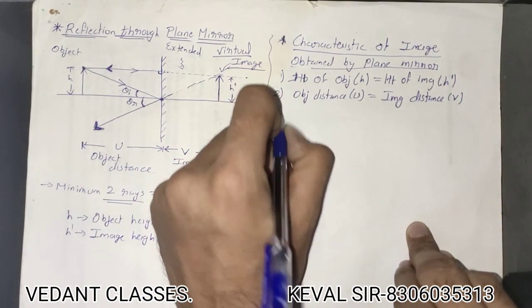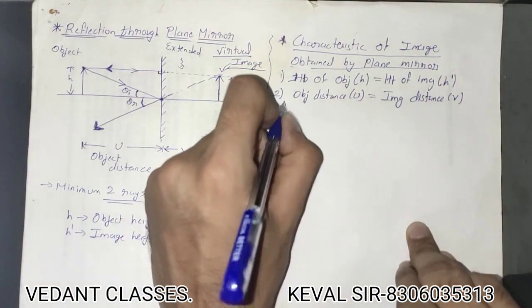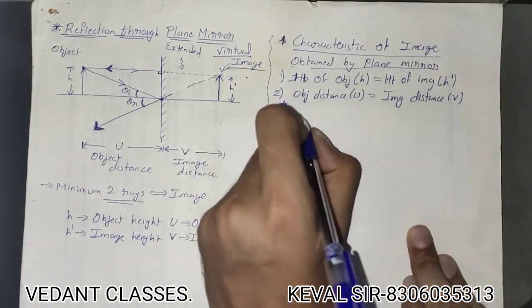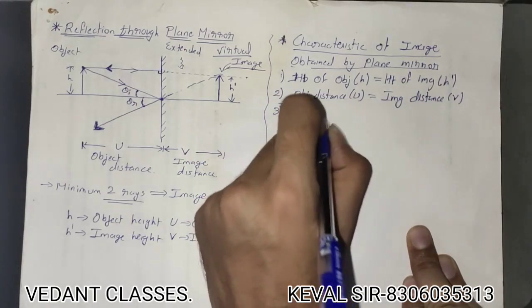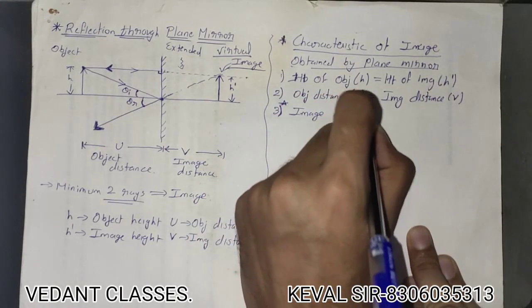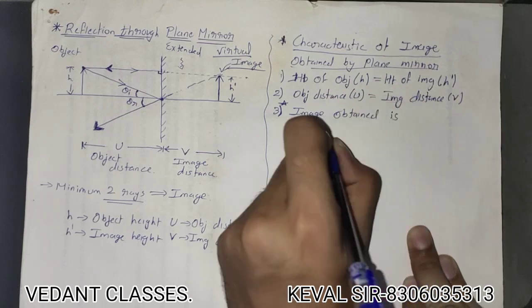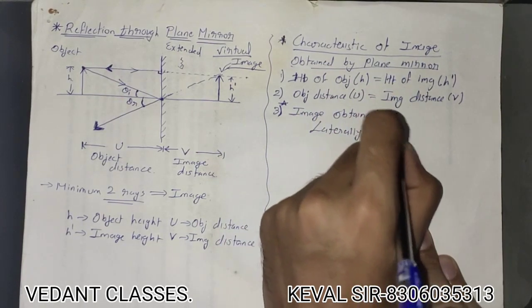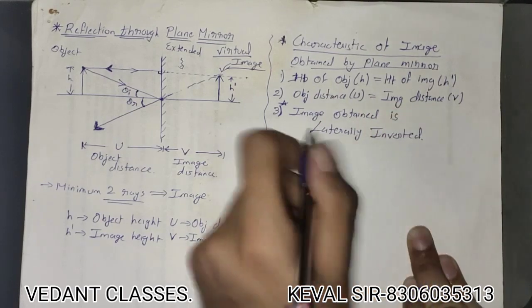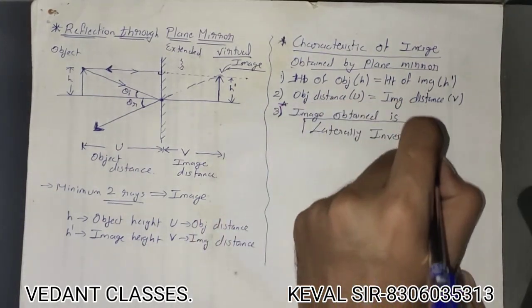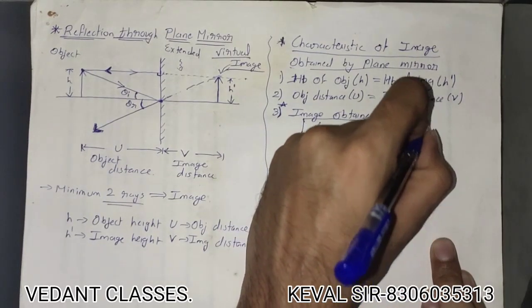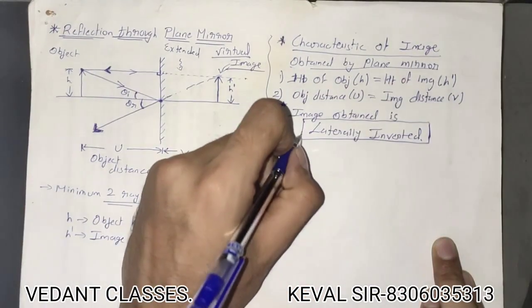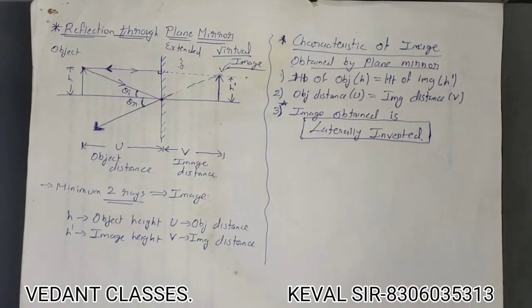Then third point, this is a very important point to note down. Okay, the image obtained is laterally inverted. Okay, what does it mean, laterally inverted? This is a very important term. Okay, now see, in front of plane mirror, if you pick your left hand, then the image will pick up its right hand. Okay, and if you pick up your right hand, then image will pick up its left hand.